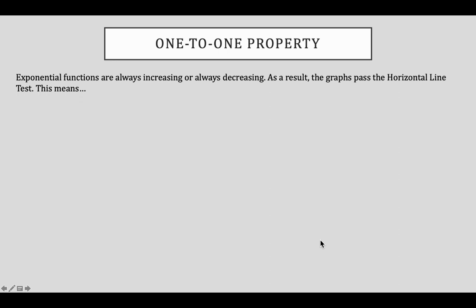Let's now talk about the one-to-one property for exponents. Exponential functions are always increasing or always decreasing. As a result, the graphs pass the horizontal line test. So what does this mean? Maybe you recall back from chapter 1 when we studied the horizontal line test and one-to-one functions. If a function is one-to-one, that means that the function does have an inverse.